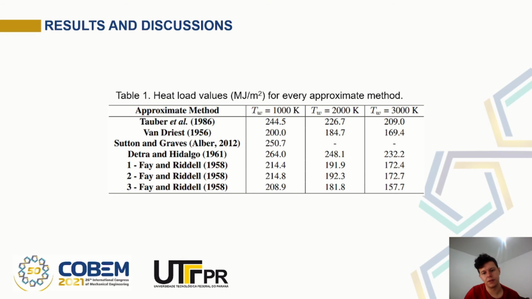Coming to an end, we have this table where we placed the results for the heat load, which is just another perspective of the previous results, since this is an integration of the heat flux with respect to the trajectory time. As we can see here too, Detra-Hidalgo presented the highest values of heat load, and the Fay-Riddell approaches were very close to each other for all three wall temperatures.